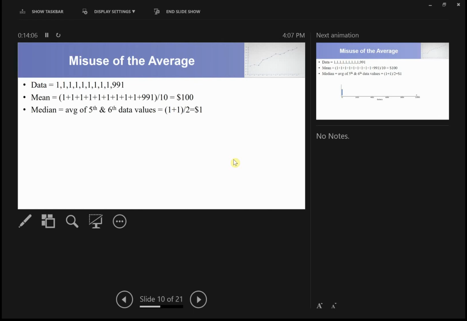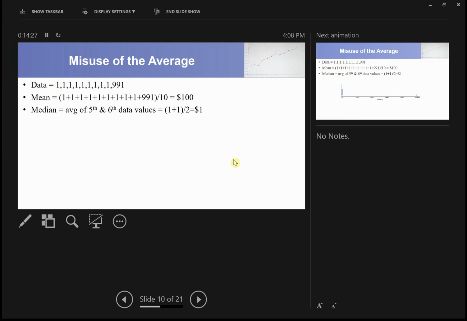Okay, let's actually compute the median, too. The data values were already ordered, right? So the fifth and sixth data values are obviously 1. If I average 1, I'm going to get 1. So notice now I have two measures for the center of the data set, 1 and 100. Very different. So which one should I choose and why?